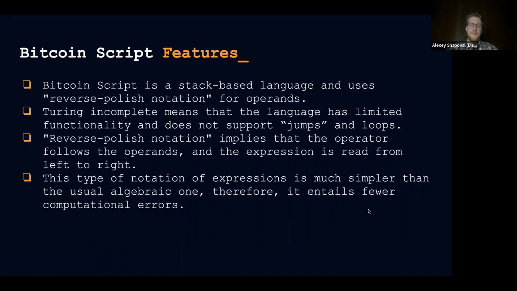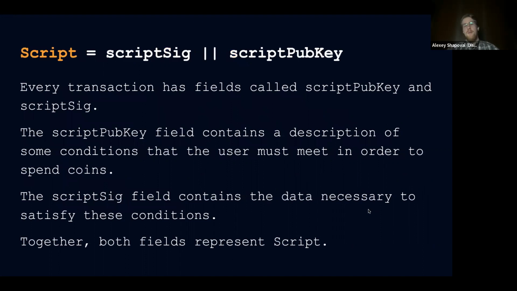By this moment, you may have asked yourself, what does script basically mean? We are talking about this Bitcoin script, but what is the script itself? The script is the concatenation of two values. The first value is script sig, and the second value is script pub key, and these values are concatenated and together they represent the script.